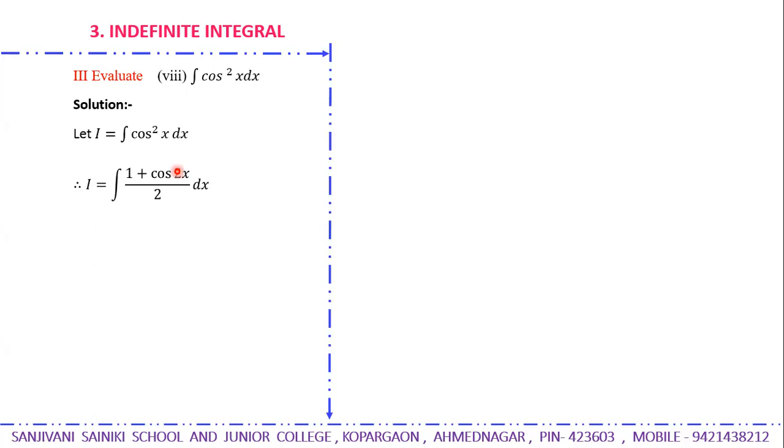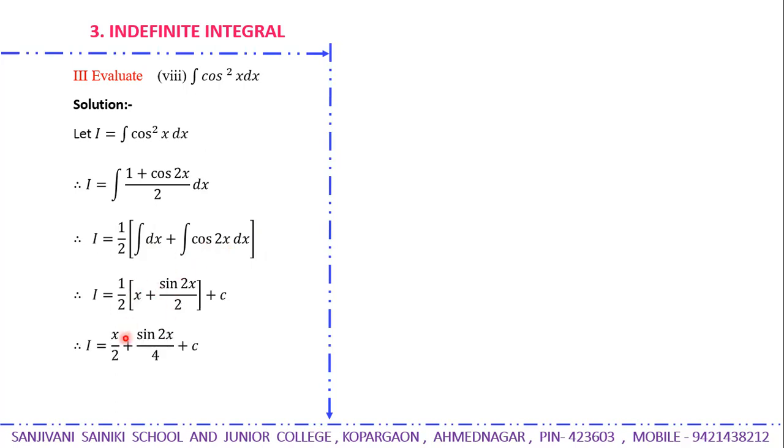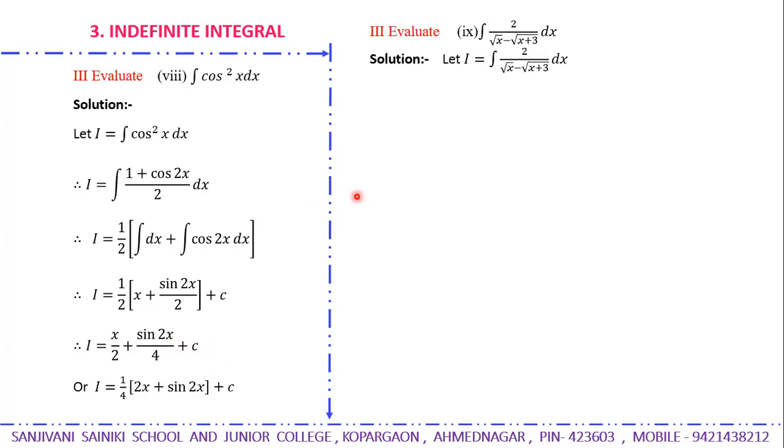So 1 plus cos 2 theta is equal to 2 cos square theta. So cos square theta is equal to (1 plus cos 2 theta) upon 2. We can take 1 upon 2 common. Then the integral of 1 plus the integral of cos 2x. The integral of 1 is x. The integral of cos 2x is sin 2x upon 2. So x by 2 plus sin 2x upon 4 plus c, is the integral of the given function.